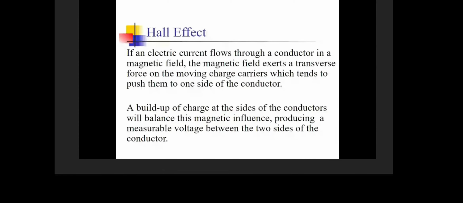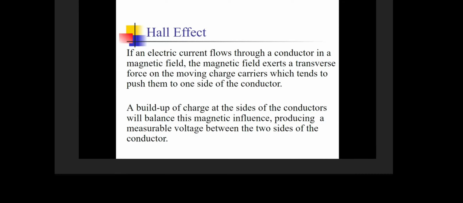And here we have an effect that's called the Hall effect. If we have an electric current flowing through a conductor in a magnetic field, the magnetic field exerts a transverse force on the moving charge carriers, which tends to push them to one side of the conductor. A buildup of charge at the sides of the conductor will balance this magnetic influence by producing a measurable voltage between the two sides of the conductor.